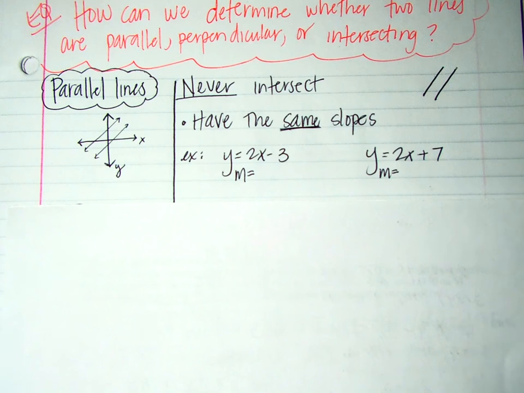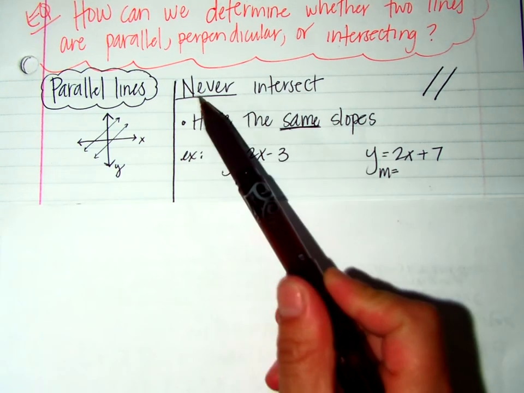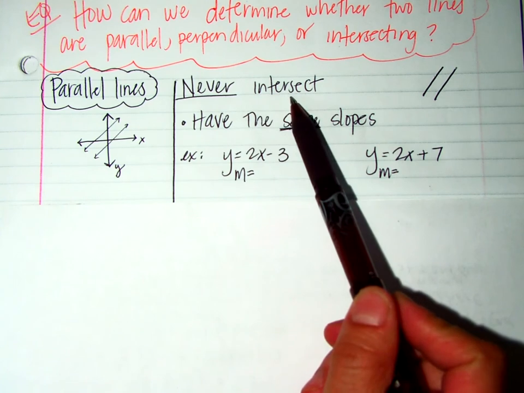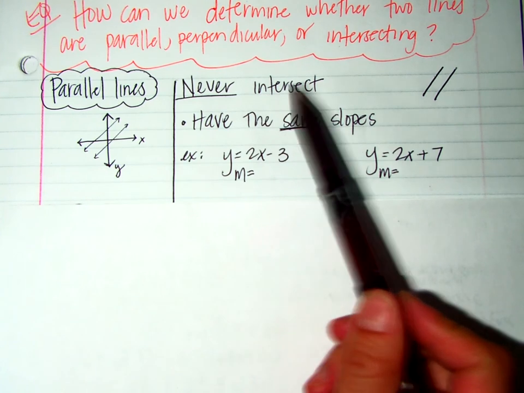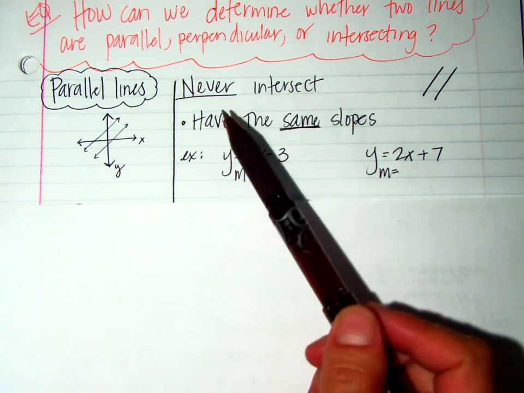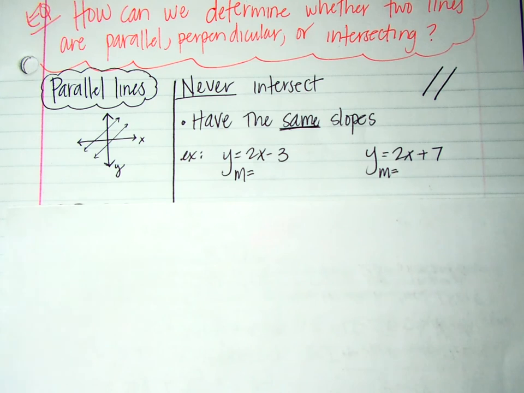In this video, we're going to be determining whether two lines are parallel, perpendicular, or they're just intersecting lines. So first, we need to decide what is parallel, or what do parallel lines look like. Parallel lines, we already know, never intersect. Okay, these never touch, never cross. They will always be walking side by side and never cross.